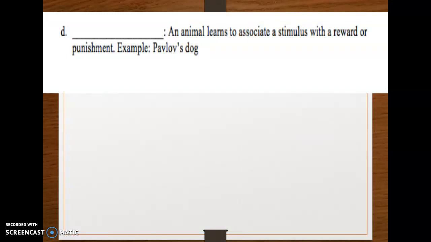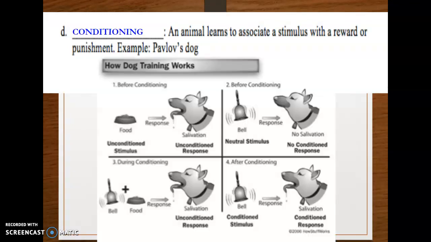One thing that you may not have seen before is called conditioning. This is when an animal learns to associate a stimulus, a signal that usually doesn't come with a reward, with something that now the animal is going to think will come with a reward or a punishment. So let's take a look at this. This is a classic example with dogs.